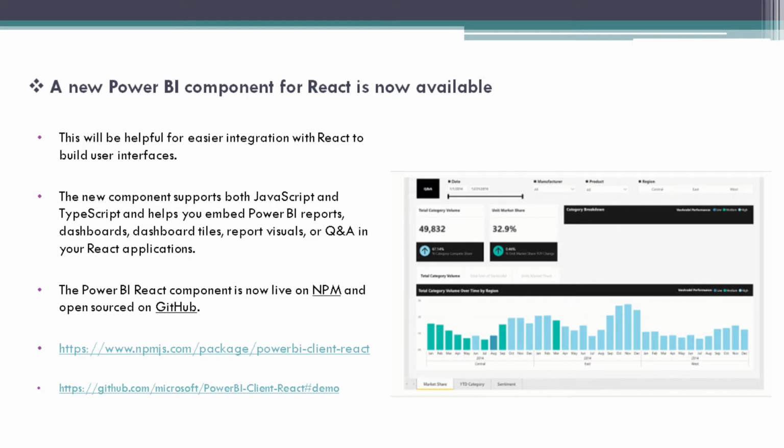So you can find the link for the NPM package. You can go to this link and download your package for Power BI client React. And there is one demo you can find on GitHub. So you can go to this link, download it and see this demo. With the help of this tool, you can create widgets, charts, reports, and very interactive dashboards with the help of the Power BI component for React.